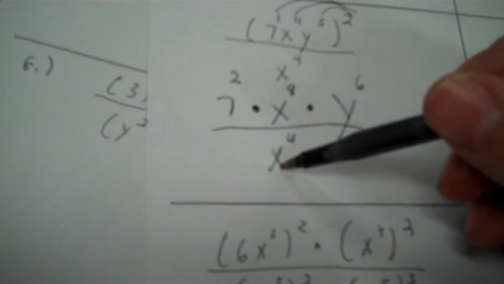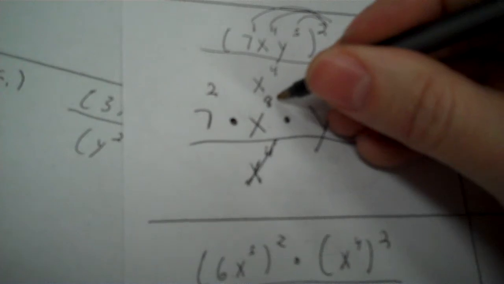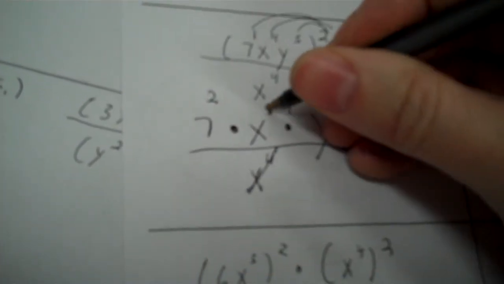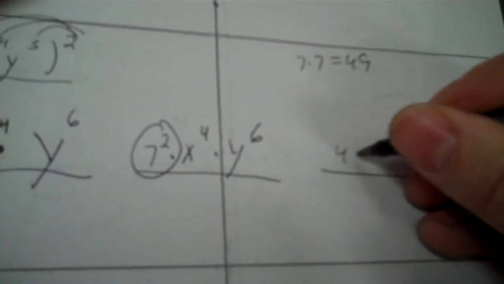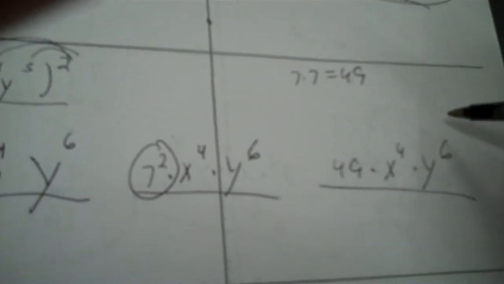Okay, now on the bottom you have x. Do you have an x on the top? You do, so we get rid of the one on the bottom, and we just take 4 away. And 8 minus 4 is 4. Okay, so you have 7 to the 2nd times x to the 4th times y to the 6th. Okay, now 7 to the power of 2 is 7 times 7. That's 49. Times x to the 4th times y to the 6th.